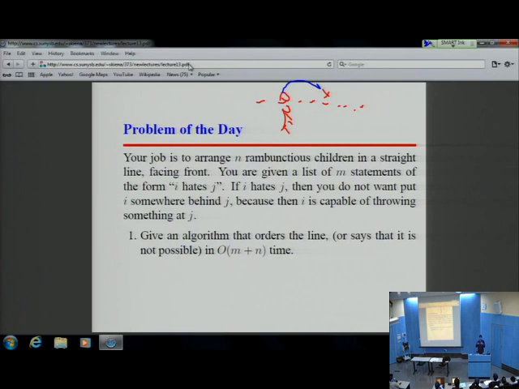Topological sort should seem like the natural thing. What are the vertices? There is a vertex for every kid. And what are the directed edges in this?